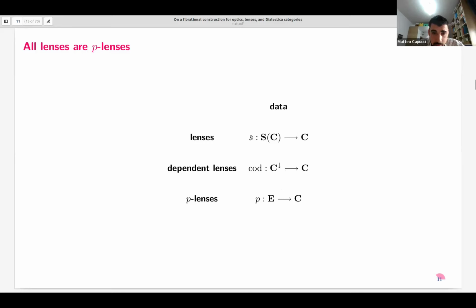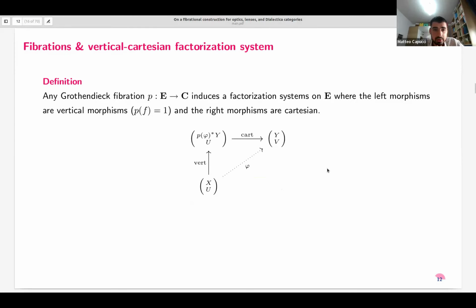So lenses were built out of the simple fibration, which is a fibration whose objects are pairs and whose maps are pairs of morphisms of a certain kind. And dependent lenses are related to the fibration of arrows of a finitely complete category. And then clearly these are examples of P lenses. Specifically, let's see how you build P lenses completely fibrationally.